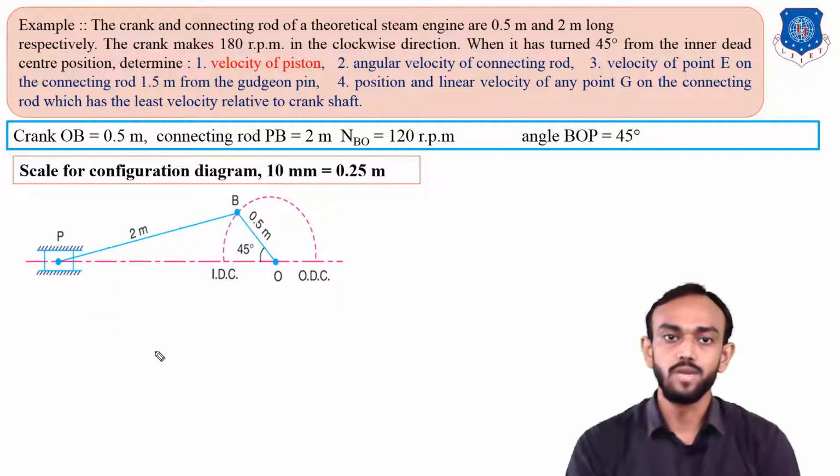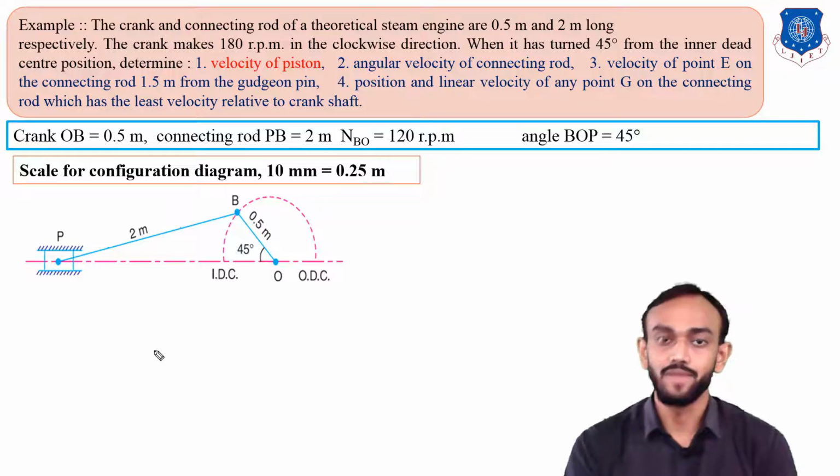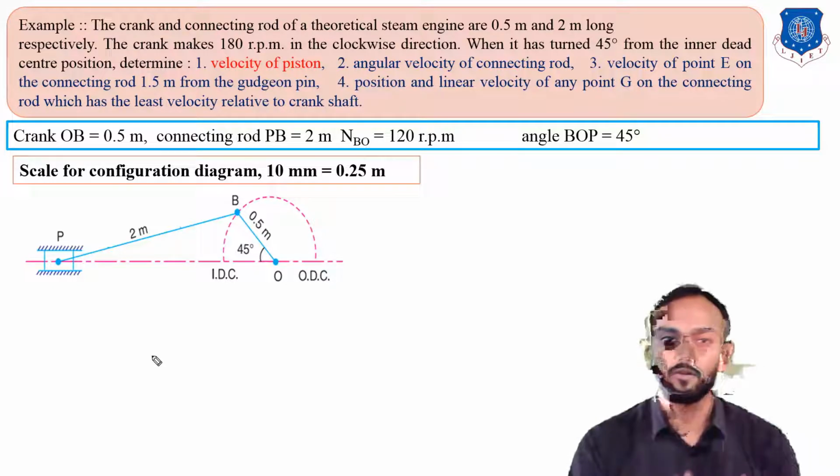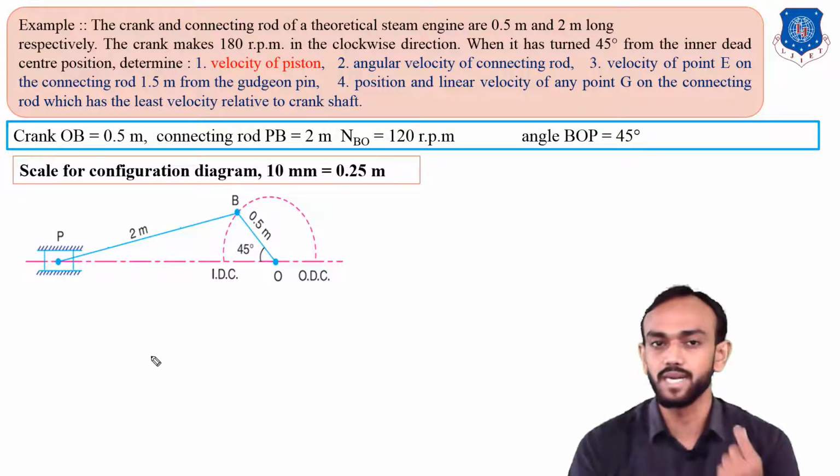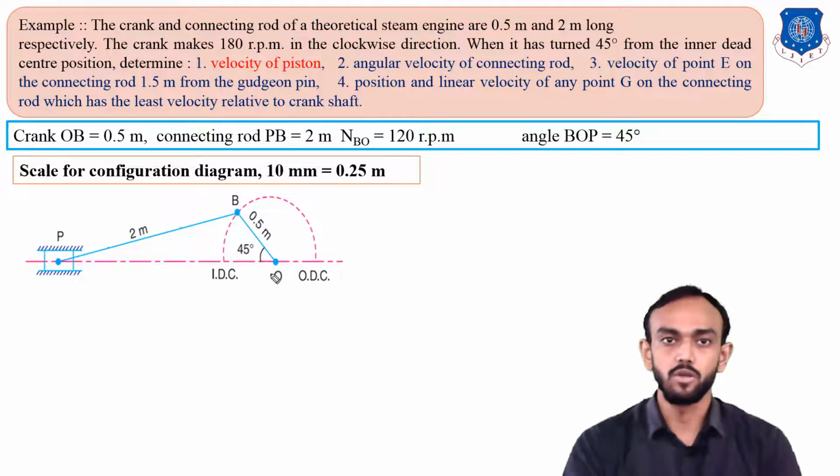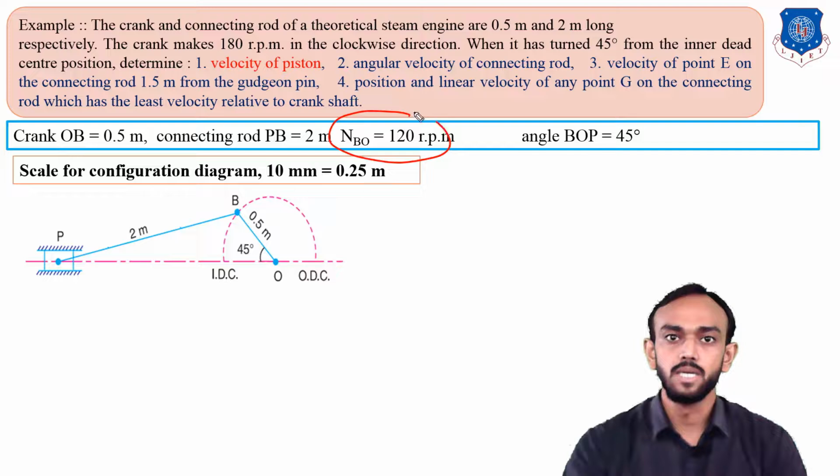Okay, so now you have to draw the velocity diagram. How will you draw the velocity diagram? First, you know that for any velocity diagram you need the velocity of any one of the elements, and in 99% of cases they will give the velocity of the crank, because in this case they have given the RPM of crank OB.